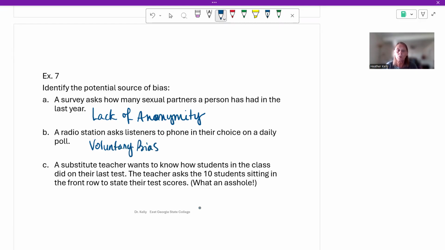A substitute teacher wants to know how students in the class did on their last test, and the teacher asked the 10 students sitting in the front row to say their test scores out loud. What an asshole. Now, there's a whole bunch of different things we could say here, right? I'm going to throw a couple of them. First off, I think it's sampling bias. Just grabbing what's in front of you without actually even thinking about it.